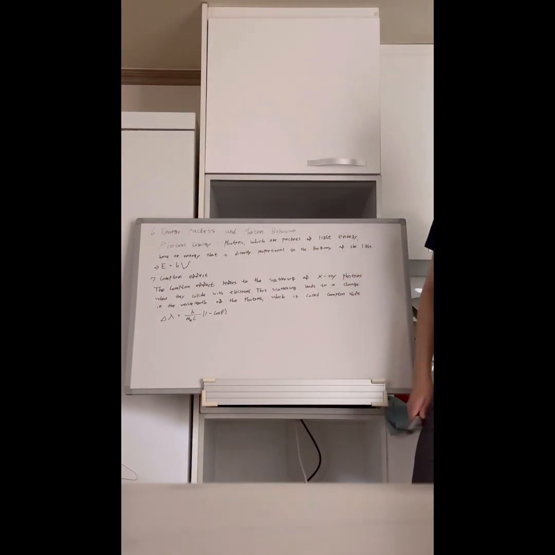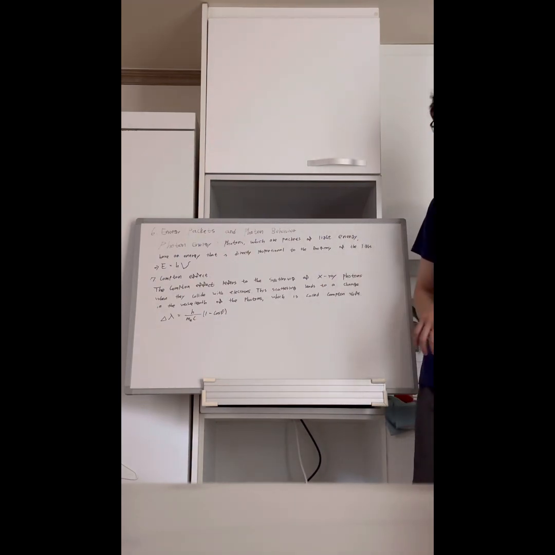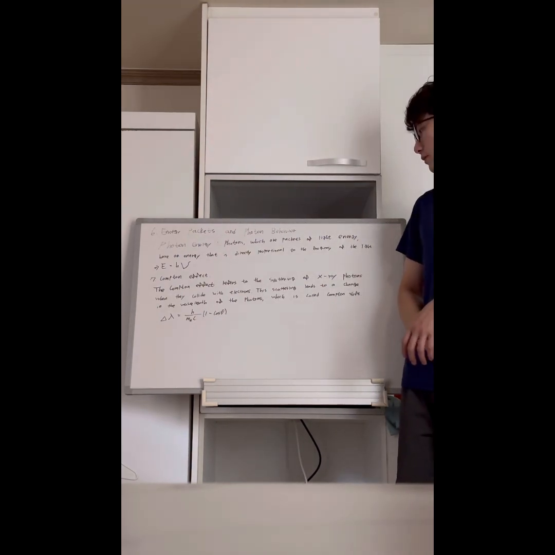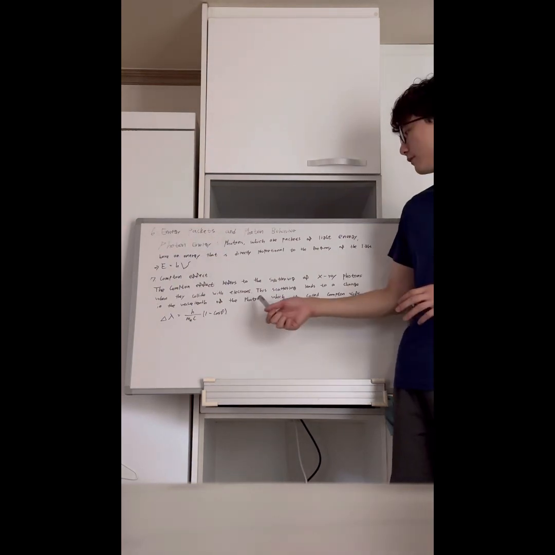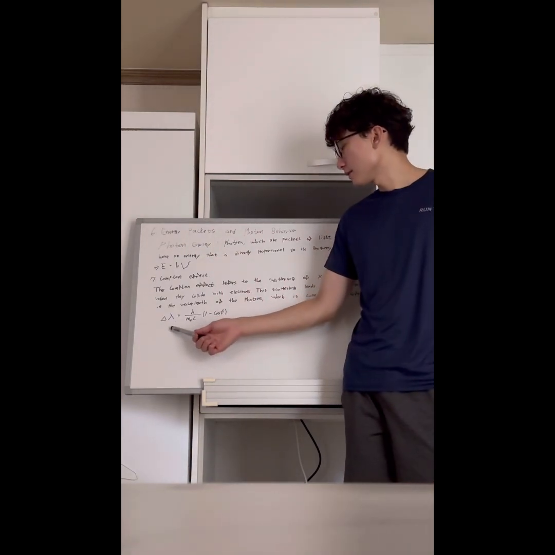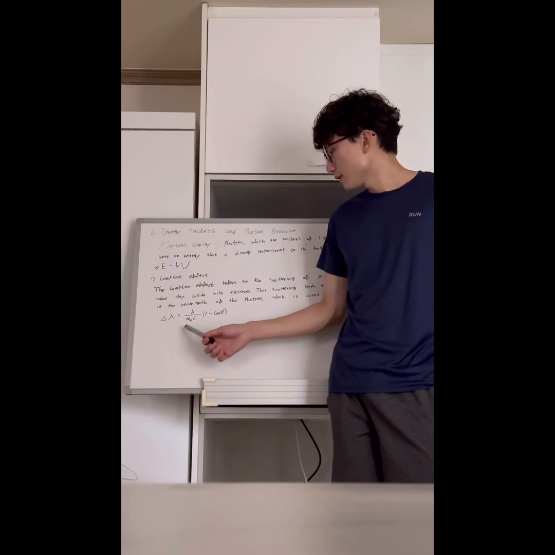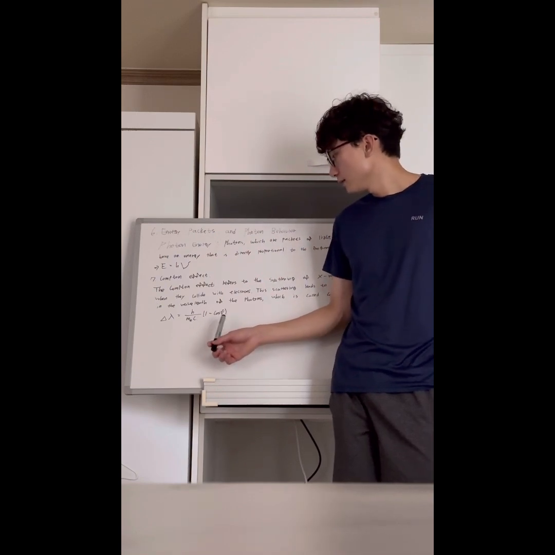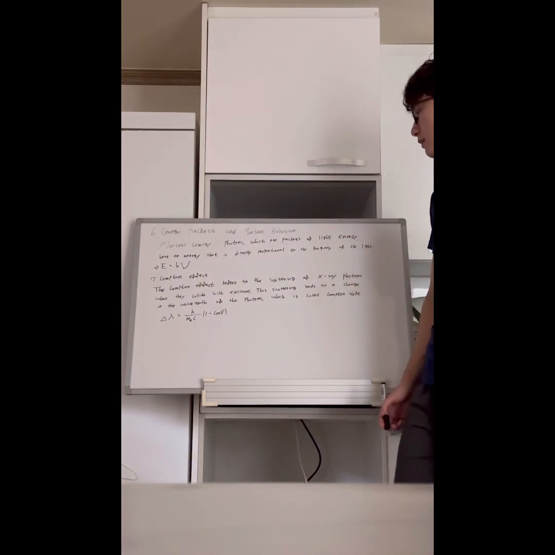And next, Compton effect. The Compton effect refers to the scattering of X-ray photons when they collide with electrons. This scattering leads to a change in the wavelength of the photons, which is called the Compton shift. Delta lambda is equal to h over mc times (1 − cos θ).